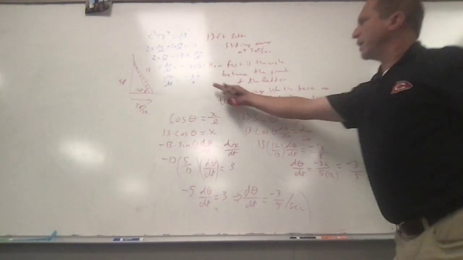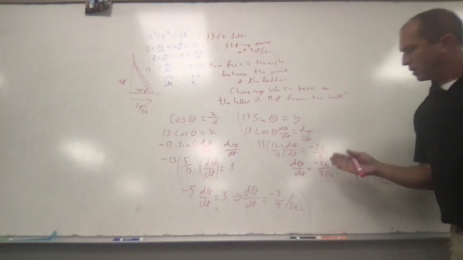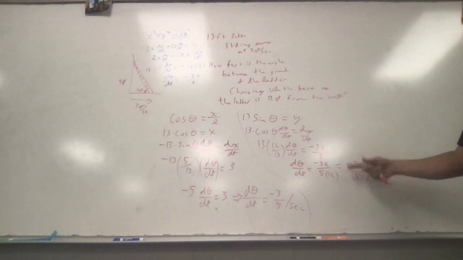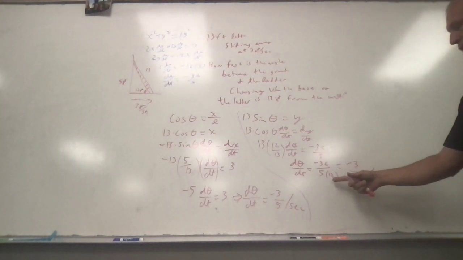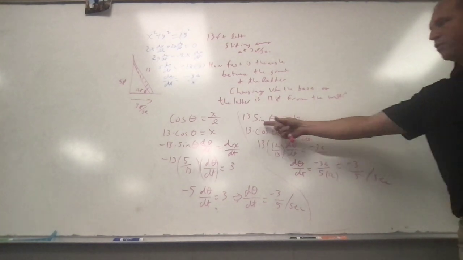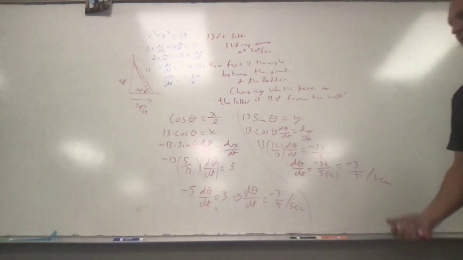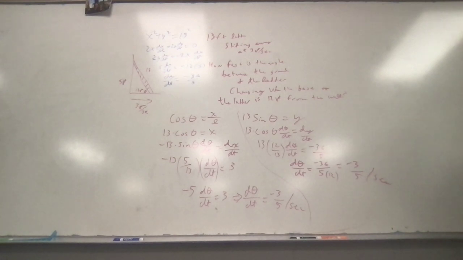Probably if I'd already gone ahead and solved for dy dt, what I probably would have done at that point would have been to go with it. I just prefer taking the derivative of sine over cosine. It's nothing really different. It's just that's normally my inclination to do.